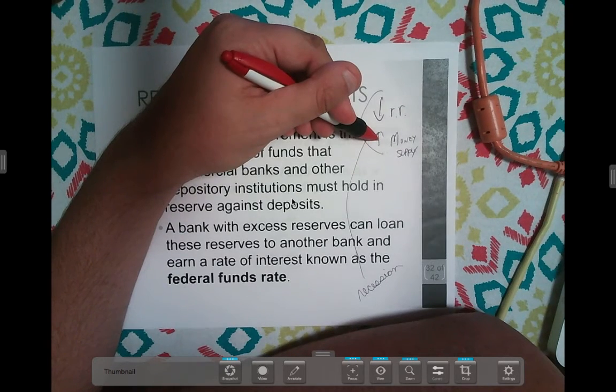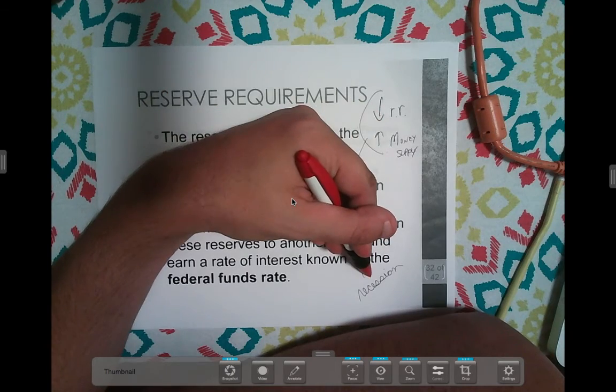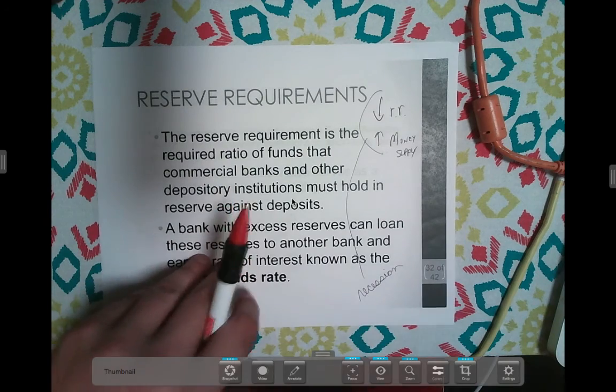When would the Federal Reserve ever say to banks, you can lower your reserve requirement? They would do that during a recession. The opposite is going to be true during an inflationary gap.